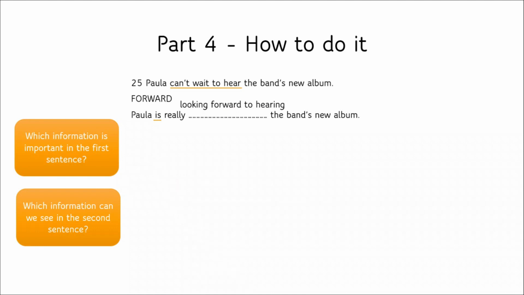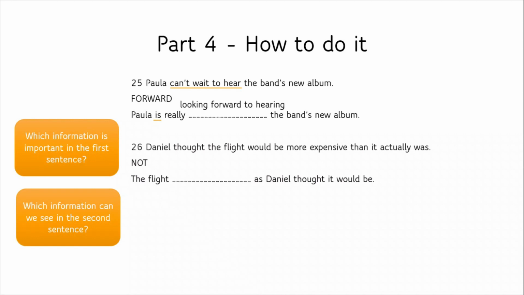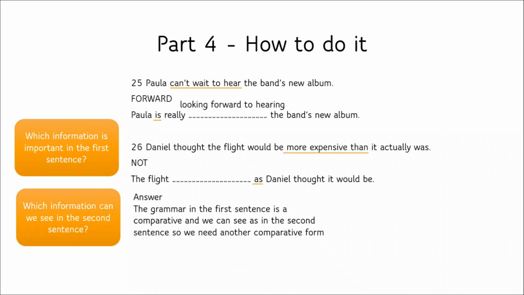Let's look at another example. Here's a second question, and the word in this case is not. We look at our first sentence to see what information is important, and it's clear that it's a comparative sentence. In our second sentence we can see the word as, and that tells us we probably need to use the other comparative form. Because the first sentence is a comparative and we have as in the second sentence, we probably need another comparative form.